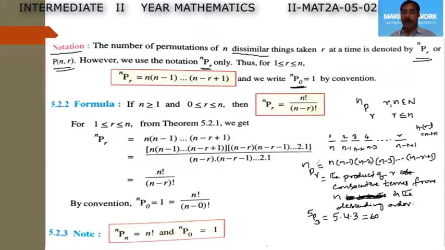So this is the value of nPr when the r value is given. We can write the value of nPr directly like this. Now let us make it as a formula. So this is the formula you can see here.